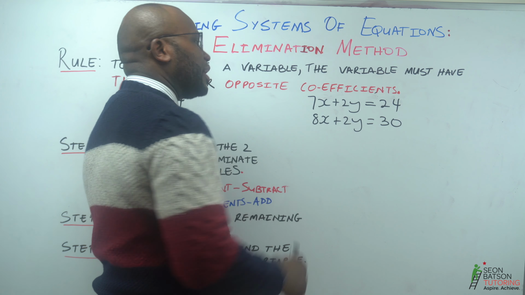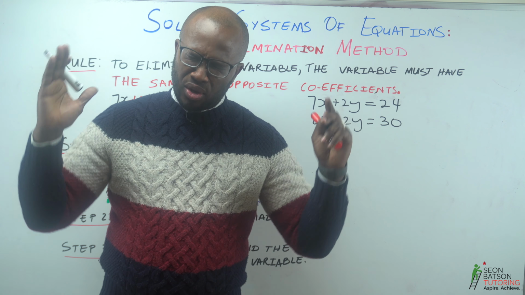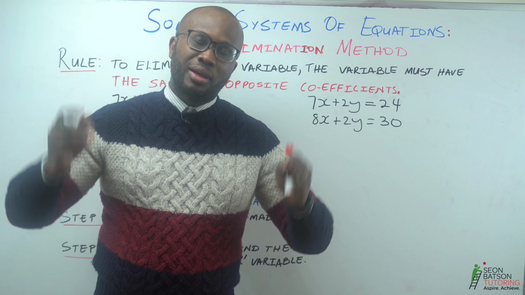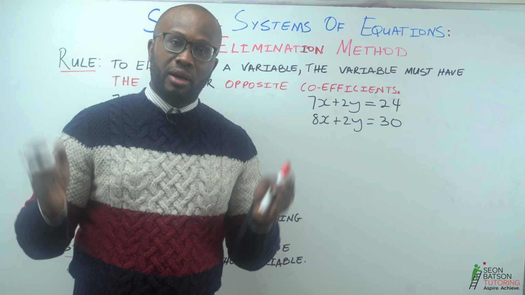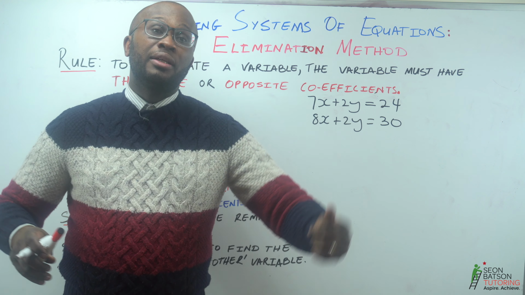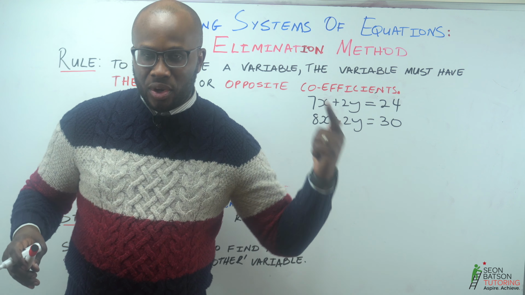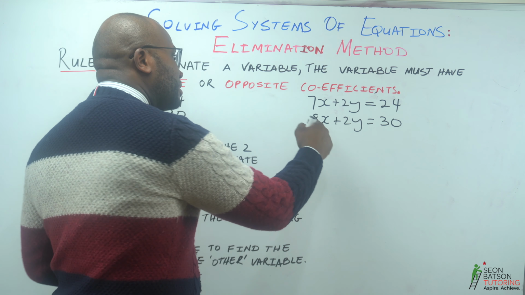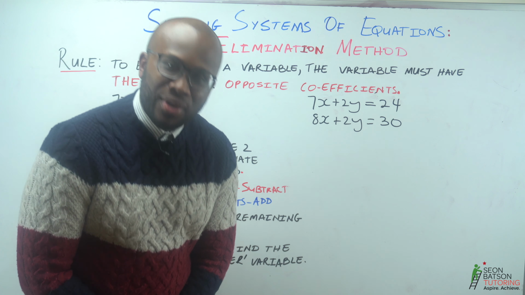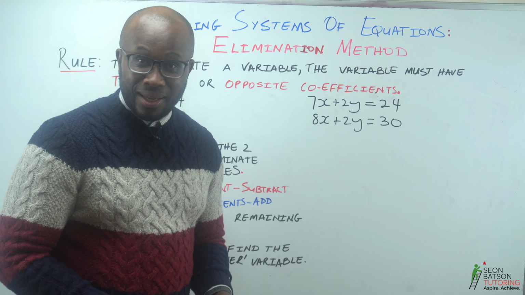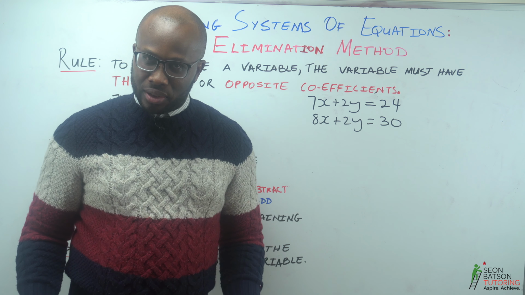Now, let's try our second system here. Remember, the main rule when solving a system using the elimination method: the variable that you want to eliminate or get rid of must have either the same coefficient or opposite coefficients. You can't forget that. In this system, we can eliminate which one? Very good, the y. Why? Because the y has the same coefficient in both equations.